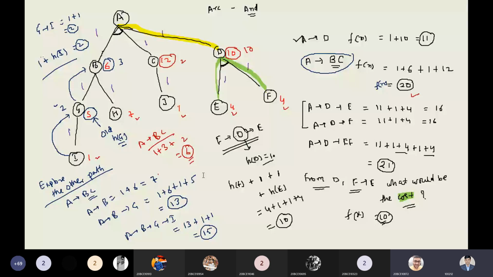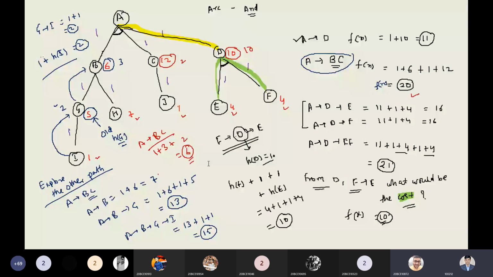So I can speak over here about what we have done so far. In this diagram, we have the two ways A to D and A to BC. Based on the AND condition, A to D is 1 plus 10, which gives 11, and A to BC is 1 plus 6 plus 12. As we know the cost of ABC, let's take these two. Now we have the paths from G and H. So let's calculate the cost for BG: that would be 5 plus 1, which is 6, and BH would be 7 plus 1, which is 8.